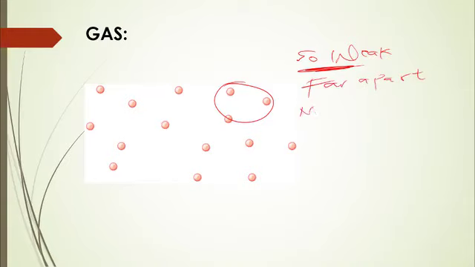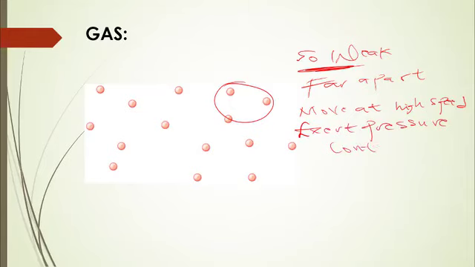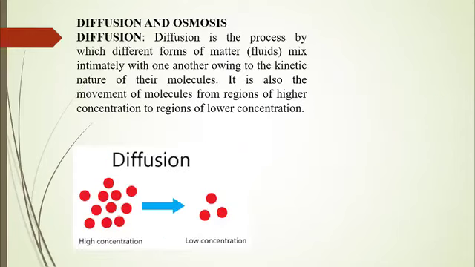One thing about gases is that they move at a very high speed. Because they move at high speed, they exert what we call pressure. Because of the velocity they possess, they exert this pressure on the walls of the container in which they are. And that is why they can explode easily. This pressure causes them to collide with the walls of the container. So you have to be very careful when you're dealing with gases.